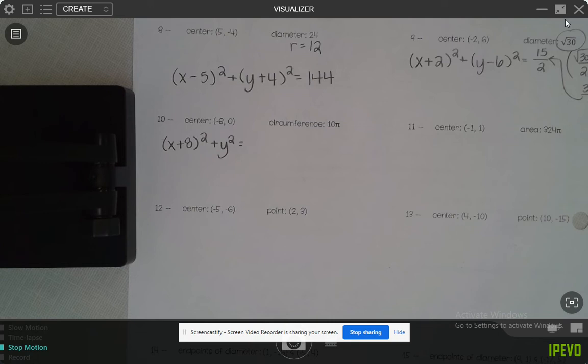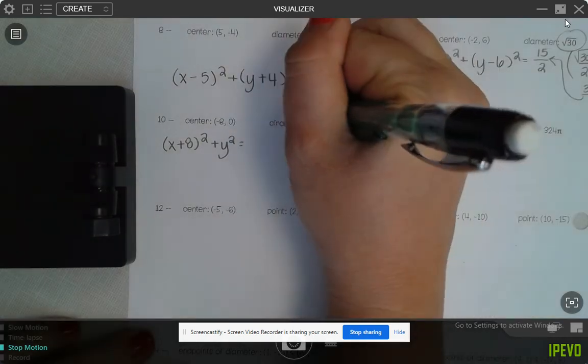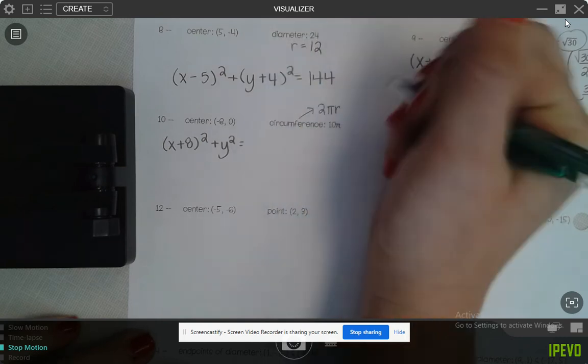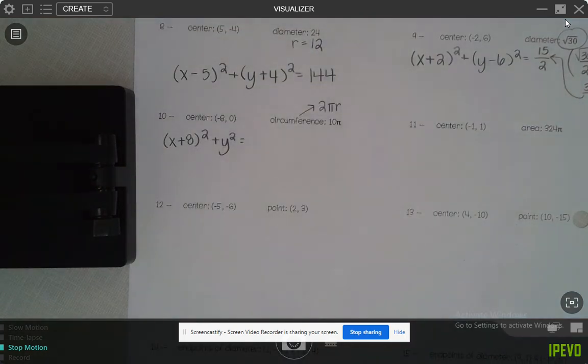What's the formula for circumference of a circle? No, he's just playing on his calculator. It's not a decimal, I'll tell you that. It is a whole number. How do you find circumference of a circle? Pi squared pi? No. Radius squared pi, no, that's area. Circumference is 2 pi r. You need to know those.